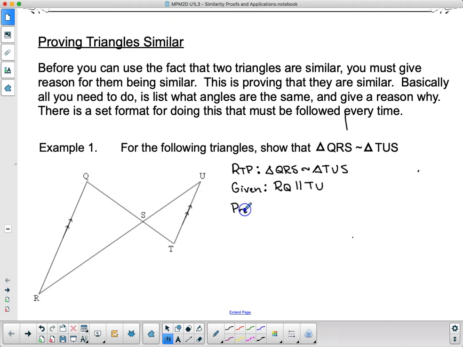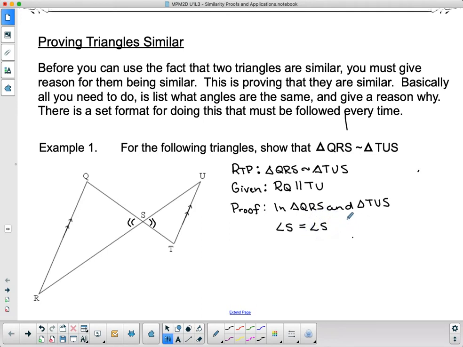And then we're going to start the proof. And all proofs start by restating the triangles you're looking at. So you're going to say in triangle QRS and triangle TUS, we're going to name the equal angles. Let's start with the obvious one here. Angle S and angle S are going to be the same thing. So angle S is equal to angle S.